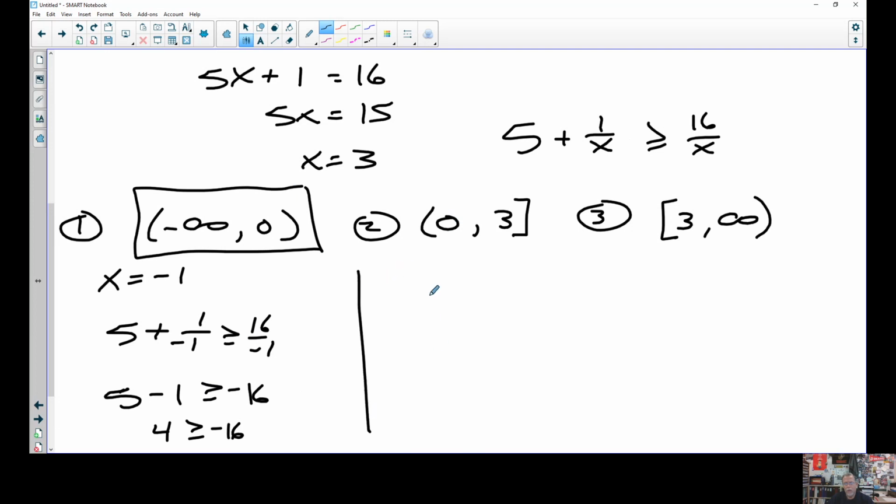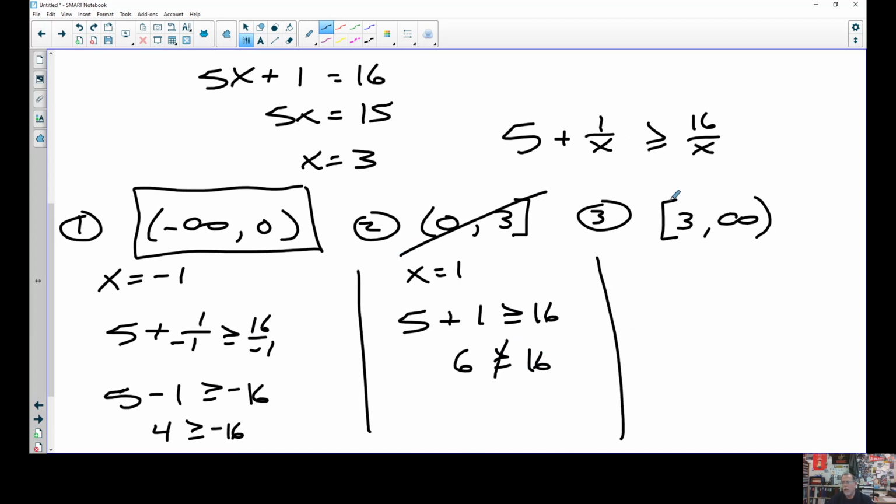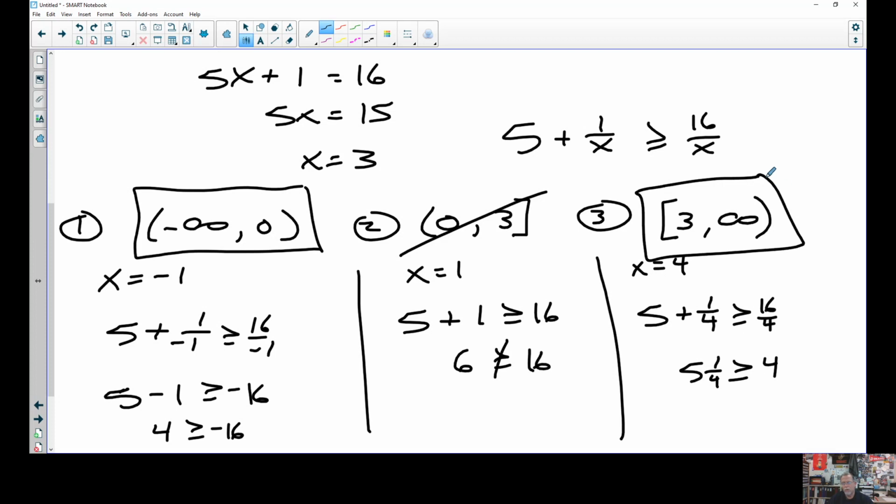Now I go to the next one. Now I've got x equal to, say, 1. All right, if I do 1, I get 5 plus 1 greater than or equal to 16. So 6 greater than or equal to 16, that is not true. That is not part of my solution. Here, we have x equals maybe 4, right? If x equals 4, we would have 5 plus 1 over 4 greater than or equal to 16 over 4. So 5 and 1/4 greater than or equal to 4. That is true.